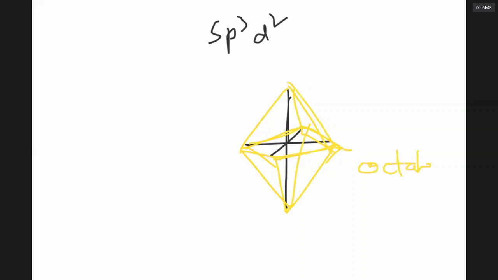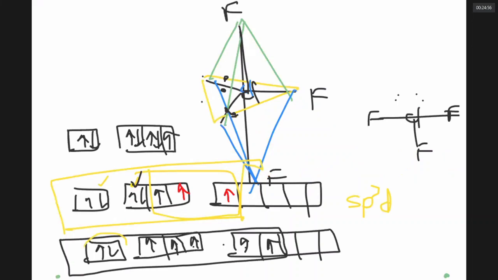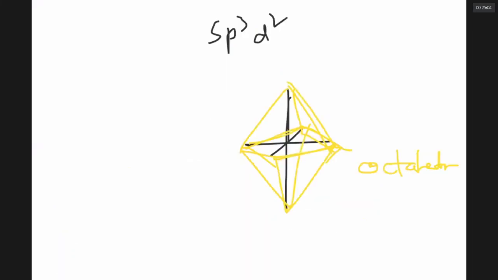Octahedron. In the octahedron, there is only 1 lone pair of electrons. With 1, 2, 3, 4, 5 unpaired electrons, I put 1 lone pair somewhere, and all others will make bonds. What is this shape? It is called distorted octahedron.